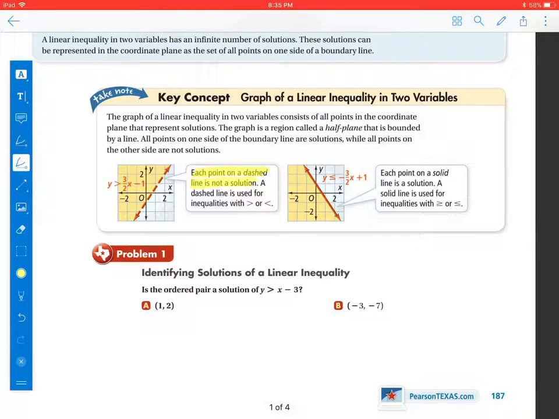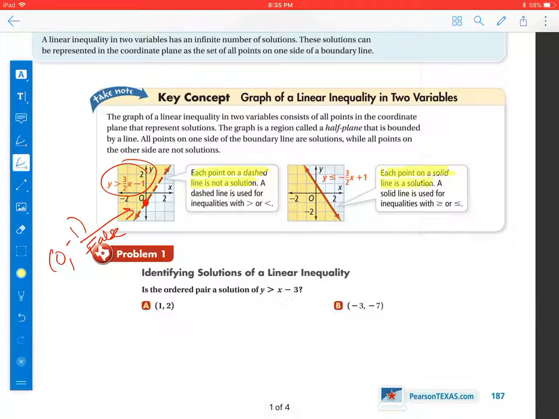When our line is dashed, each point on a dashed line is not a solution. So if I were to pick any point along here, so I'm going to pick that point that's on the line. That point there is, our x value is 0, and then our y value is negative 1. That will not be a solution to that inequality that we're given. That means that it won't be true. This is false.